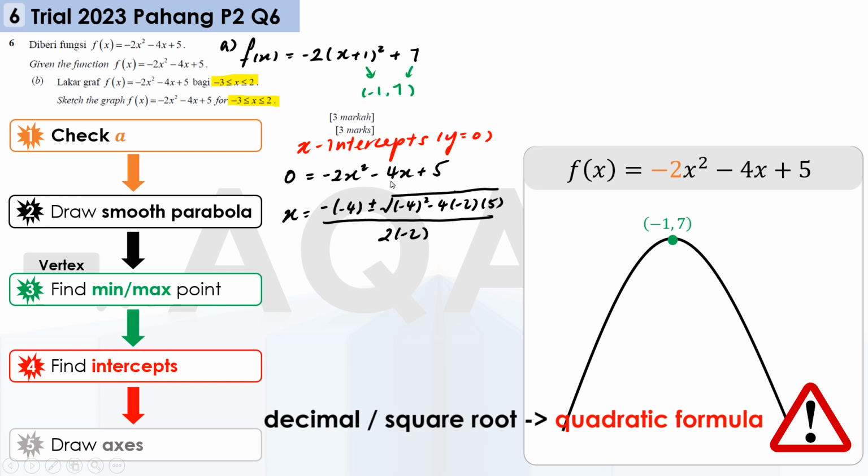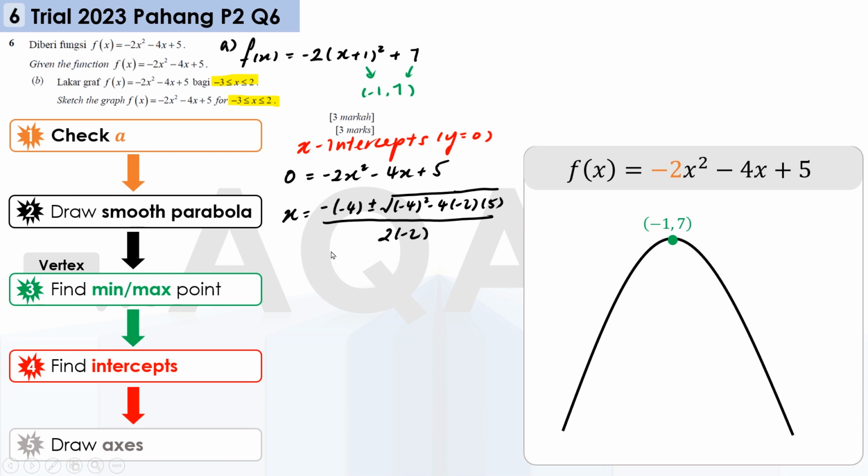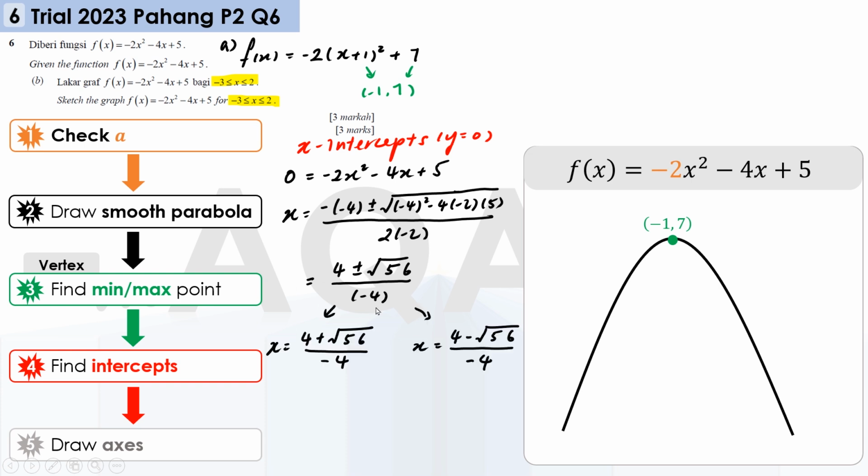Negative b, so b is -4, plus minus square root b squared minus 4a, which is this value, c, which is 5, and then divide by 2a. Alright, so using the quadratic formula and then simplify a bit, you'll get this one. And then since it's plus and minus, let's split the answers into two forms. One is positive, one is negative, and then you can find your x-intercepts.